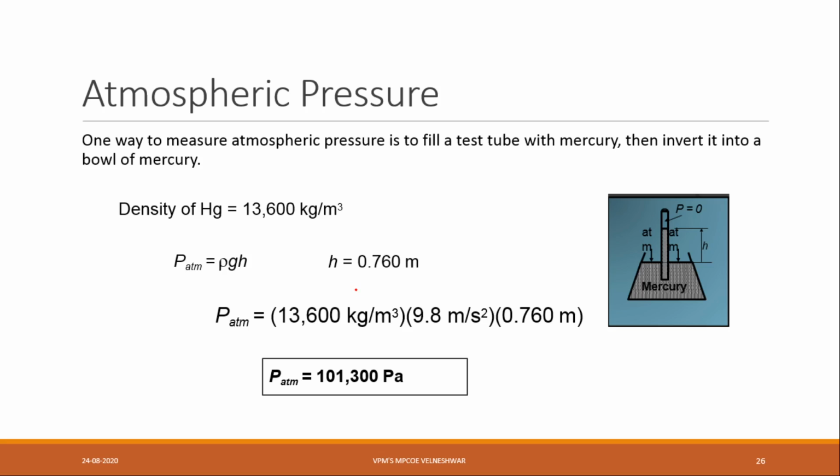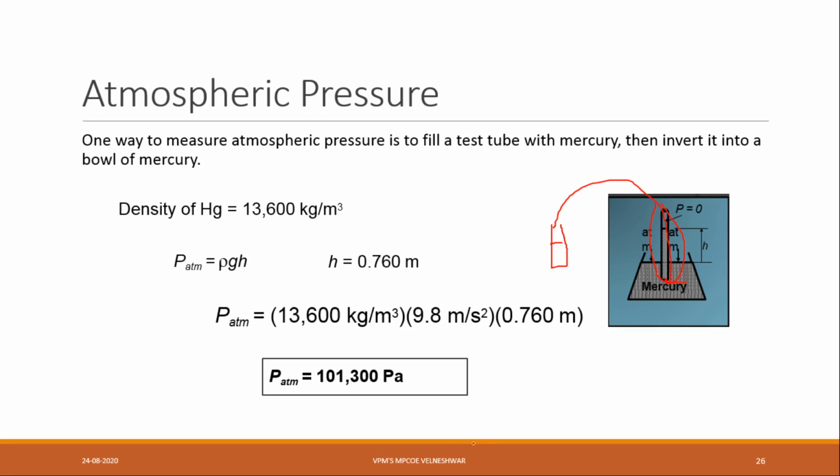Okay. Now let us go to some more depth. One way to measure atmospheric pressure is to fill a test tube with mercury, then invert it into the bowl. Take one test tube or jar, fill that one with mercury, and after that make it reverse in one tank. First of all I am taking a test tube and filling it with mercury, and the same I am inverting and keeping in this tank. Then some small pressure will occur. That pressure is nothing but atmospheric pressure.